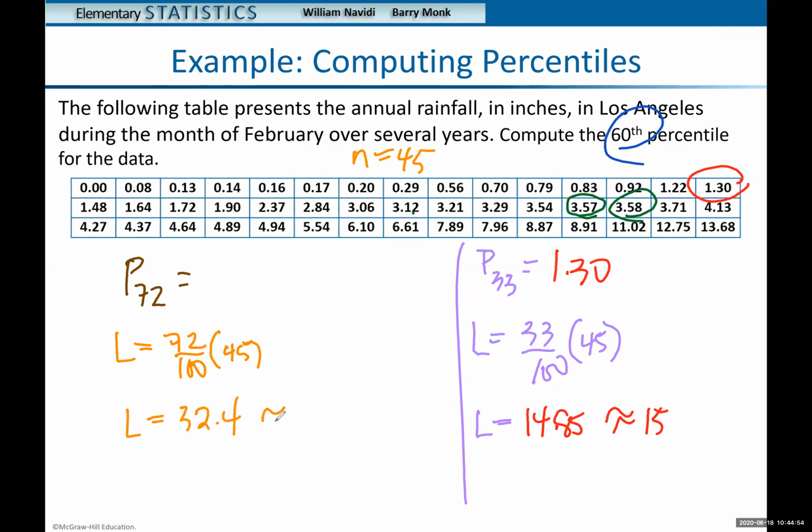And then remember, you always have to round it up. So round up 32.4, that is 33. So what is the third number here? 4.64. So first row is 15, the second row is 30, 31, 32, 33. So the answer is 4.60.